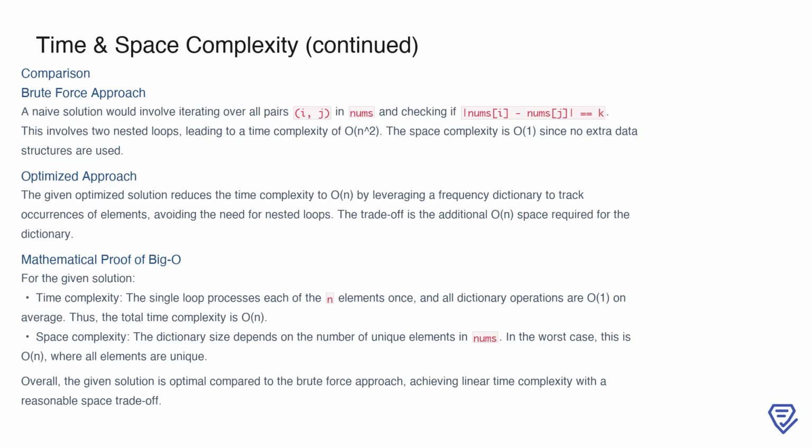Mathematically, the optimized solution's linear time complexity arises from the single traversal of the nums array, combined with the constant time operations for dictionary lookups and updates. The space complexity remains linear, driven by the number of unique elements in the array. This makes the optimized solution far more efficient and scalable compared to the brute force approach, particularly for large inputs.